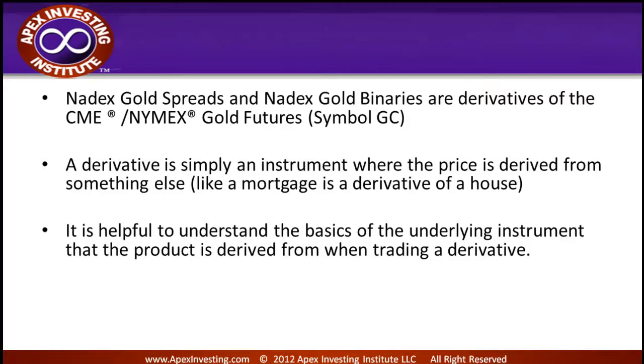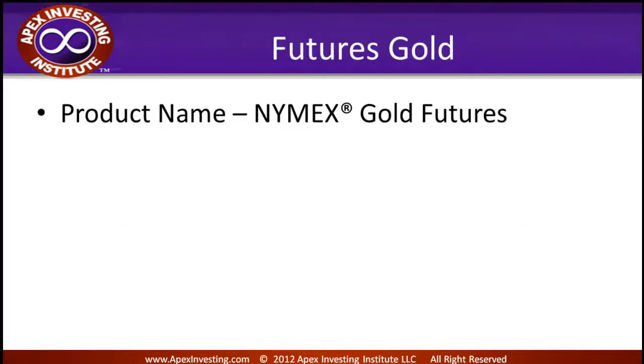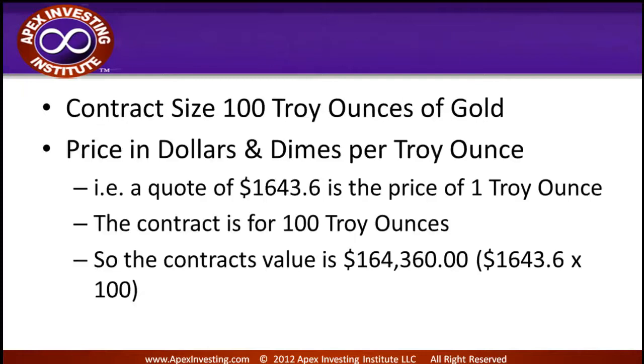A derivative is simply an instrument where the price is derived from something else, like a mortgage is a derivative of a house. And it's really helpful to understand the basics of the underlying instrument that the product is derived from when trading a derivative. So again, the product name is the NYMEX gold futures.